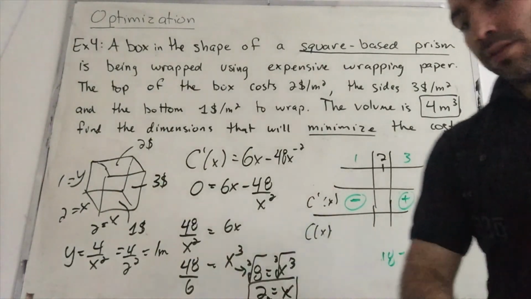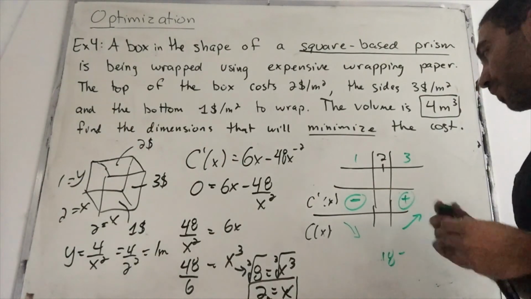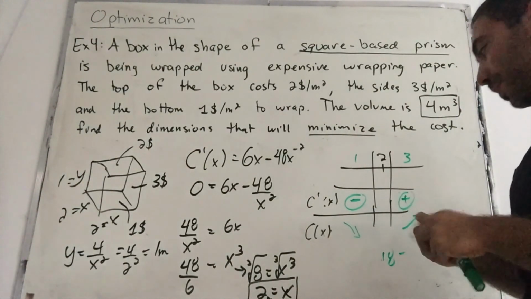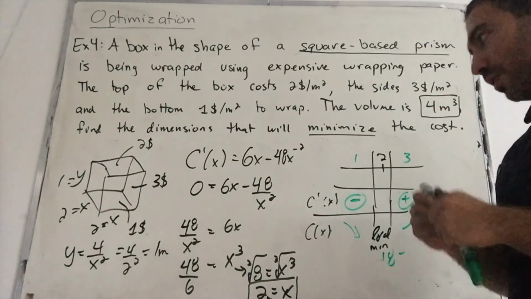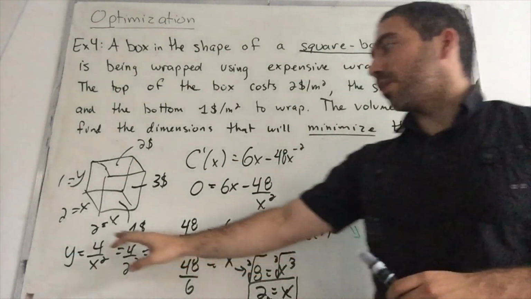meaning that the cost function is decreasing beforehand and then increasing after the 2. So we have a local min. Okay, so this is in fact minimizing our cost function.